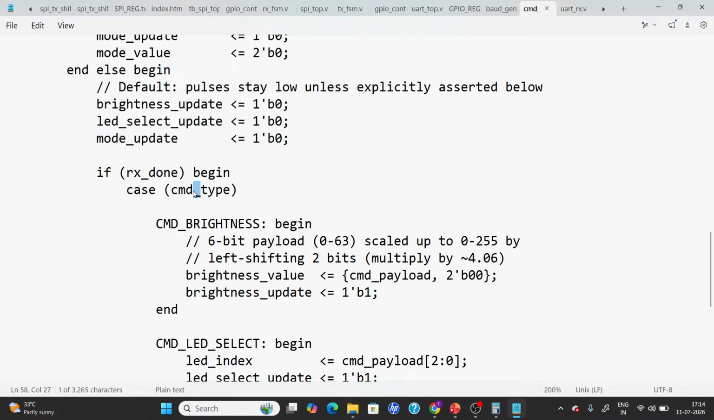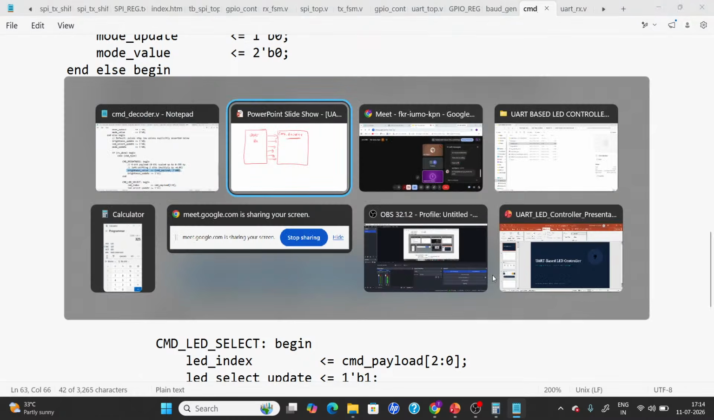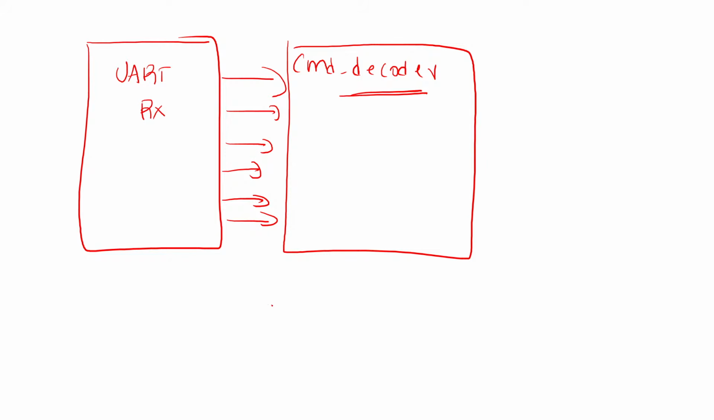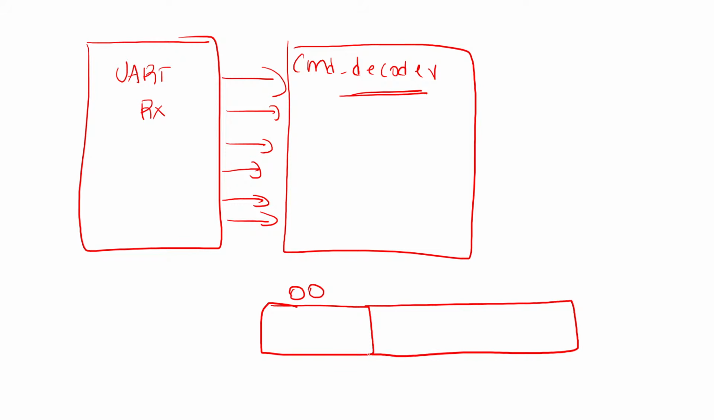So, if my command type is command brightness, I'm going to update my brightness value as command underscore payload comma 2'b00. Why am I doing this? I have told you I'm going to have this particular brightness value be 6 bits. So in the frame, the 2 bits are for the mode selection, and the remaining 6 bits, 1, 2, 3, 4, 5, 6, are used for my brightness value.